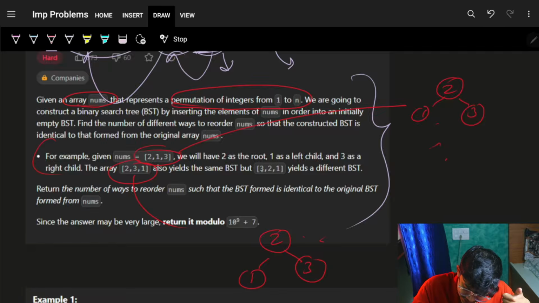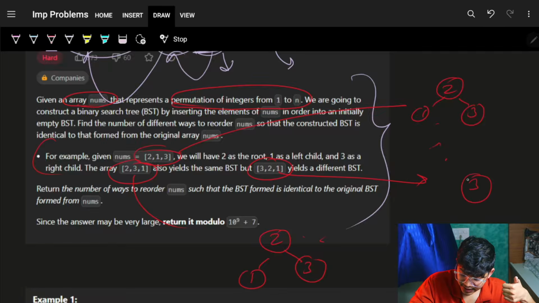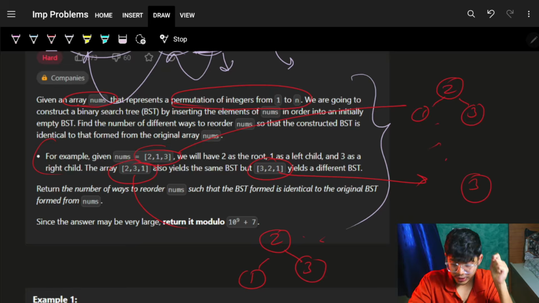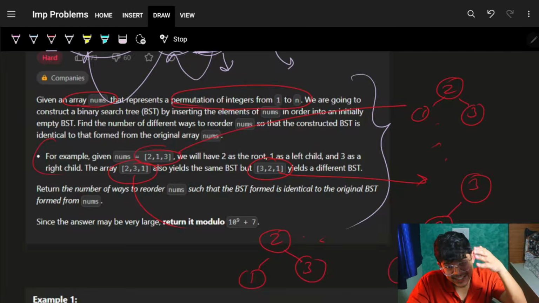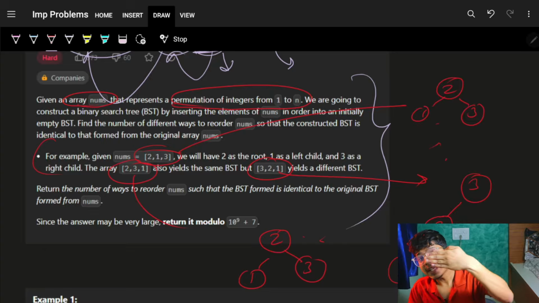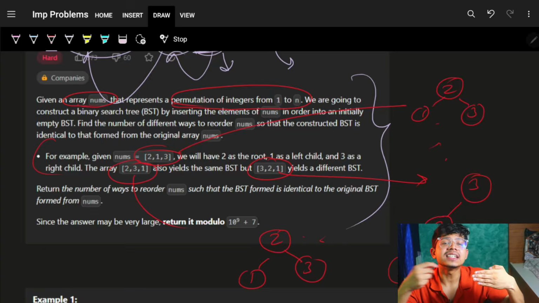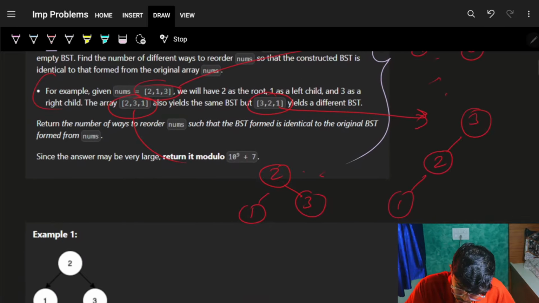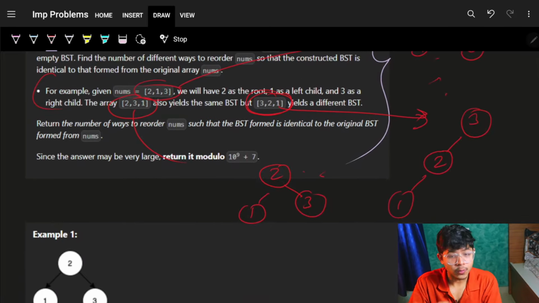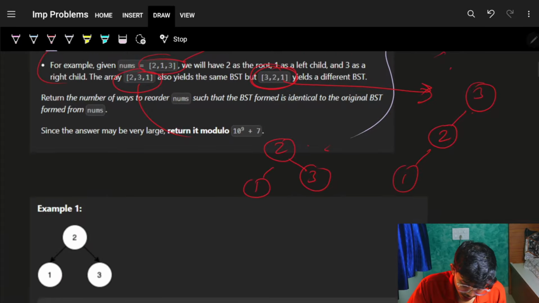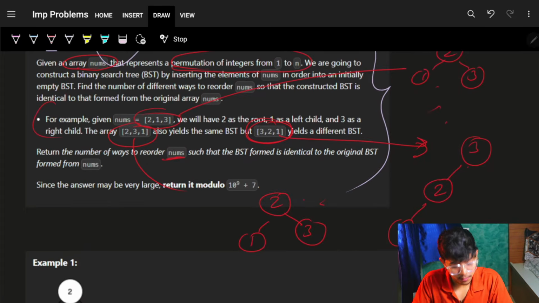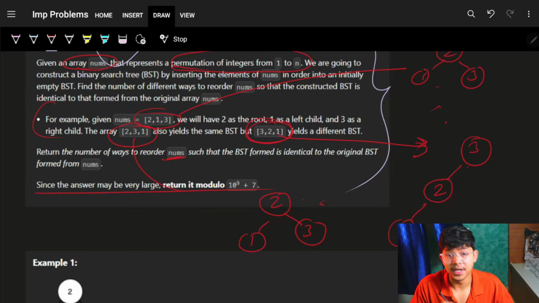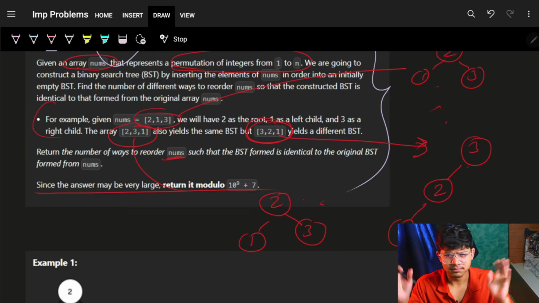For 3 2 1, the BST will be made like this. 3 came in first, so it will be placed first. Then a 2 came in, then a 1 came in. As soon as a number comes in, we place it in the tree, and that is how the BST of 3 2 1 will look something like this. We have to find the number of ways to reorder nums such that the BST formed is the same, and the answer can be pretty large, so return it modulo 10^9+7, which is a prime number.